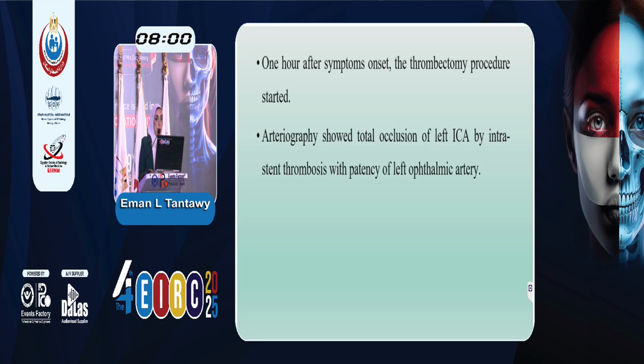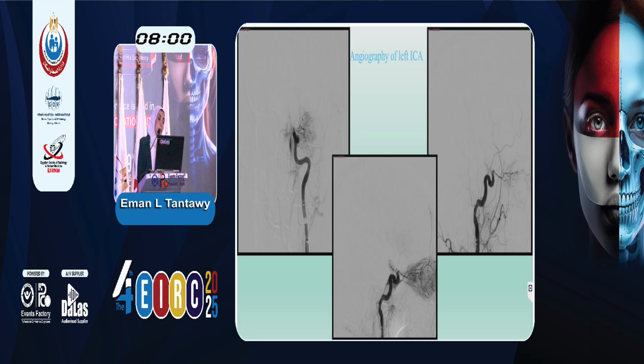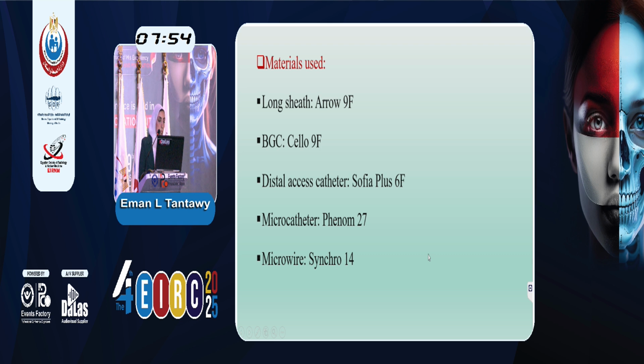One hour after symptom onset, the thrombectomy was started. The arteriography, or first control, showed complete occlusion of the left ICA, with only preservation of the left ophthalmic artery. After this, the decision was made to proceed with thrombectomy.